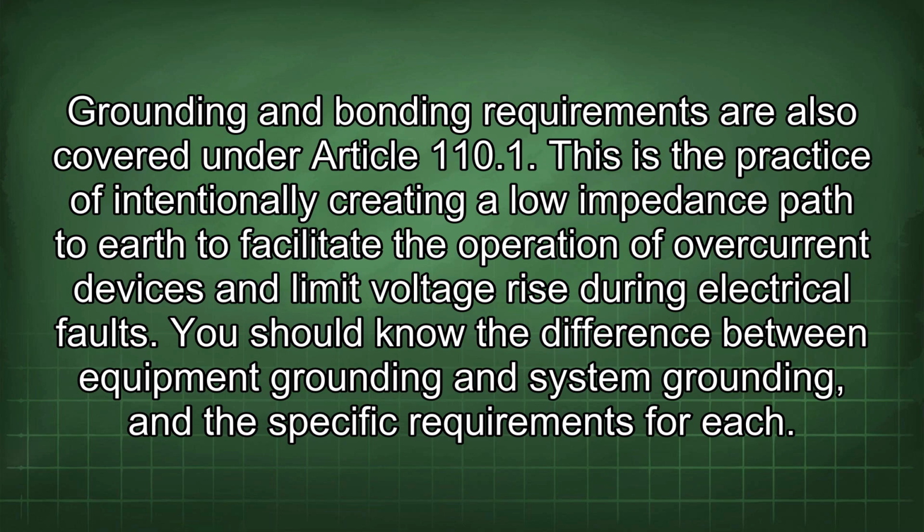Grounding and bonding requirements are also covered under Article 110.1. This is the practice of intentionally creating a low impedance path to earth to facilitate the operation of overcurrent devices and limit voltage rise during electrical faults. You should know the difference between equipment grounding and system grounding, and the specific requirements for each.